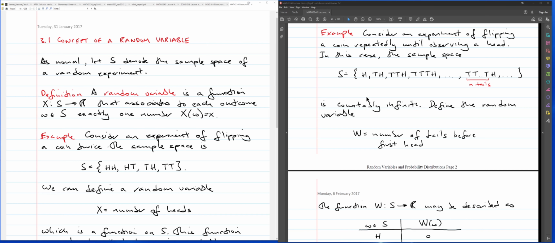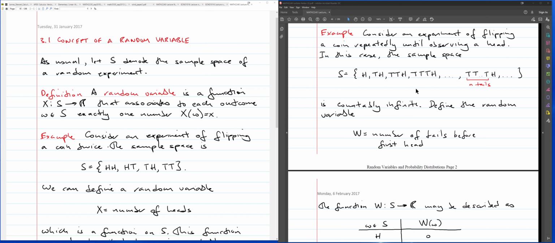Now, you want to notice that this sample space is not a finite sample space, right? Because you could flip your coin, say, 10 times and get 10 tails in succession, and then finally get a head. The probability of that happening might be pretty low, but it still could possibly happen. You could flip the coin 100 times and get, say, 99 tails and then one head, right?